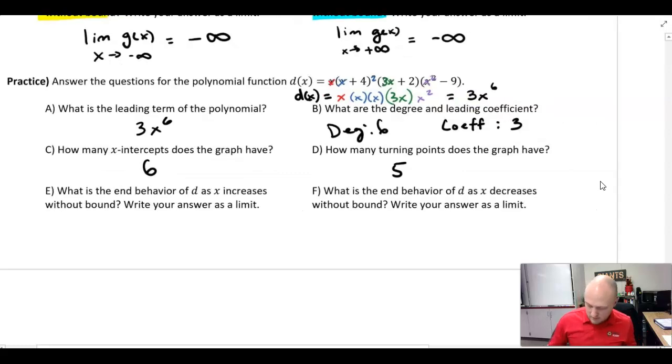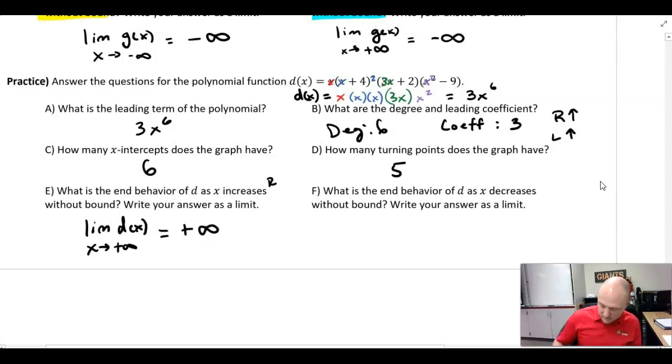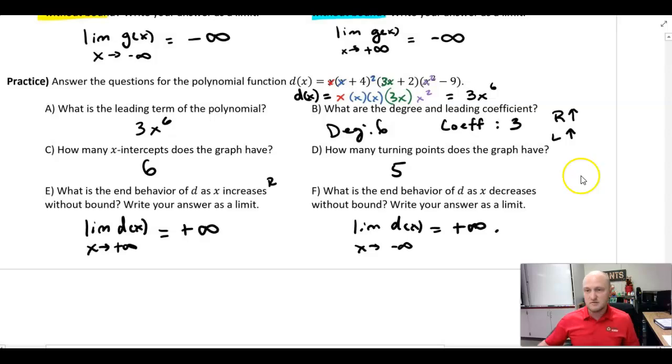So what does that mean? Well, it's positive. Right side's going to go up. Since it's even, left side's going to match. So there's your end behavior. Okay, so our limit statements. The limit of d of x as x approaches positive infinity, this is the right side because it increases without bound, is going to positive infinity. And the limit of d of x as x approaches negative infinity is also going to positive infinity.